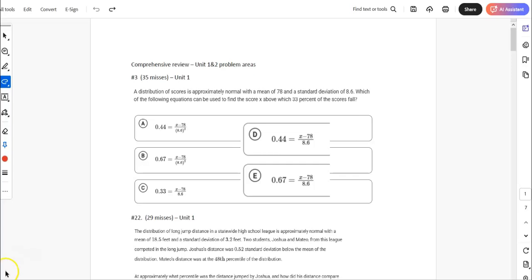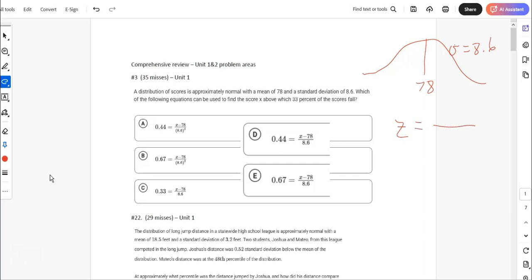Okay, let's do the review here. So first one is a distribution of scores is approximately normal with a mean of 78, a standard deviation of 8.6. Which of the following equations can be used to find the score? Okay, so you got to remember the z equation. I feel like this was one of the big issues.